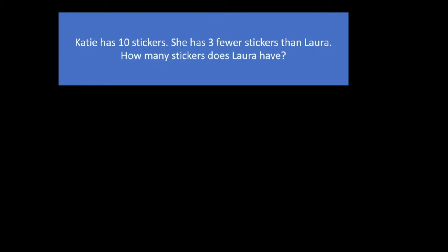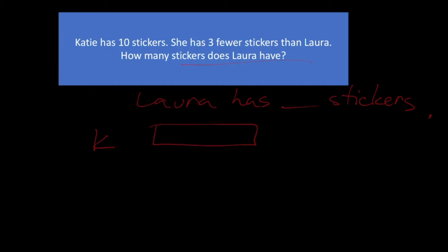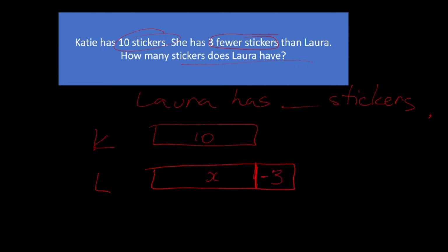Katie has 10 stickers. She has 3 fewer stickers than Laura. How many stickers does Laura have? So we're looking at Laura again. Laura has blank stickers. Katie has 10 stickers, right? Laura here. So Laura is going to have a little bit more. And if we were thinking about how to make them even, we don't know how much this is, but we know that this little part here, if we had 3 fewer, we would have the same amount.